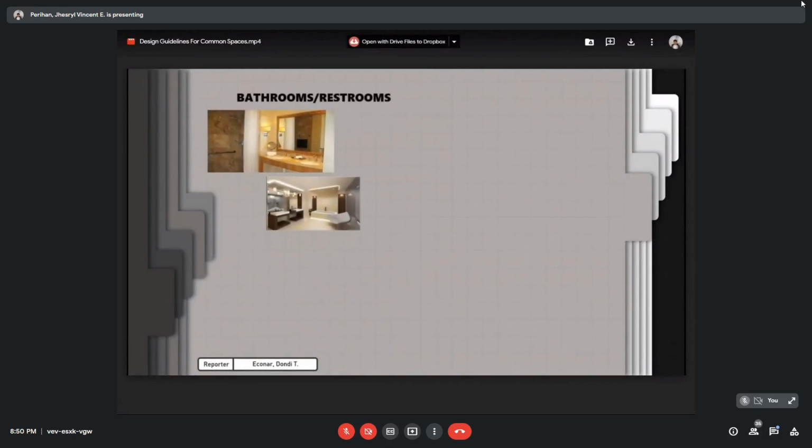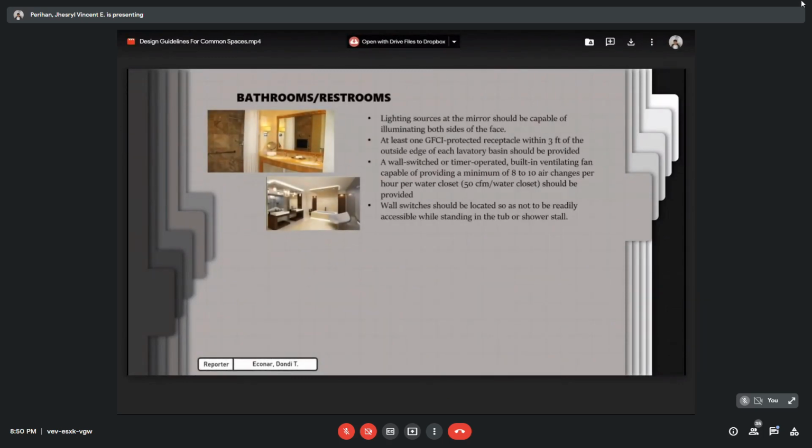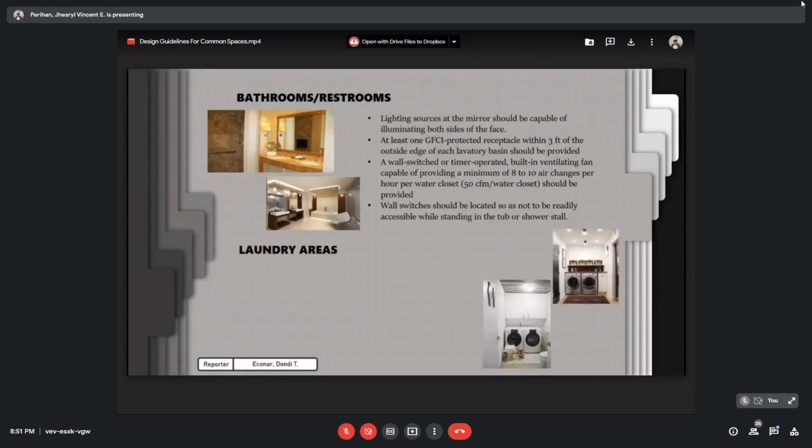Next area is on the bathrooms or restrooms. Lighting sources at the mirror should be capable of illuminating both sides of the face. At least one GFCI protected receptacle within 3 feet of the outside edge of each lavatory basin should be provided. A wall switch or timer operated built-in ventilating fan capable of providing a minimum of 8 to 10 air changes per hour per water closet, or 50 CFM per water closet, should be provided. Wall switches should be located so as not to be readily accessible when standing in the tub or shower stall.